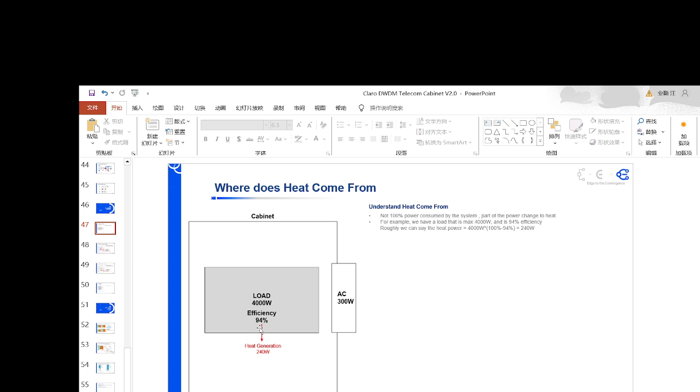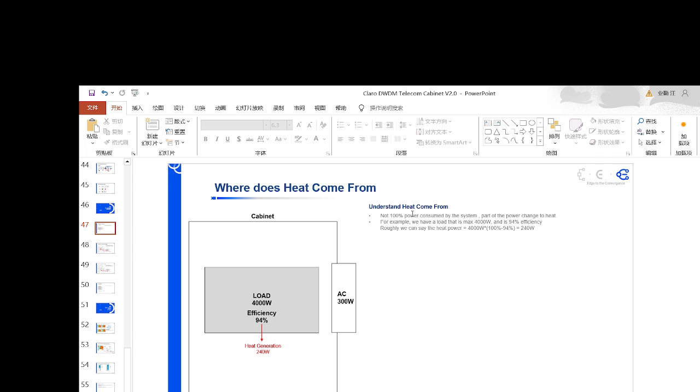But in my case, here is just an example. For example, I have one load that is 4,000 watts, and I have an efficiency of 94%. That means I'm expecting that 6% of the power becomes heat generated, right? It's like 240 watts. Now, this is not a very precise or scientific calculation, but it's really enough for us to calculate the cooling capacity configuration in normal cases. So, I don't suggest you go too complex on this topic, but normally this will work.